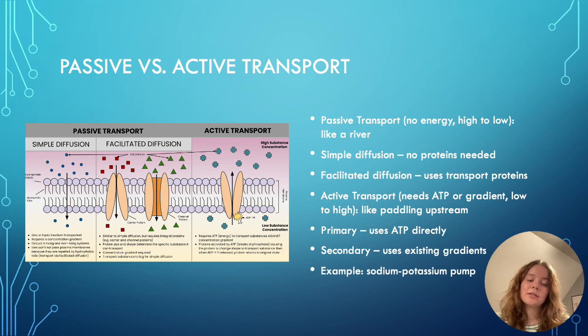Next is passive versus active transport. So passive goes with the flow and active will go against the flow. For passive transport, this goes from high concentration to low concentration without needing any energy for this. And then for active transport, they need ATP or an electrochemical gradient. And then a good example for this would be the sodium potassium pump.